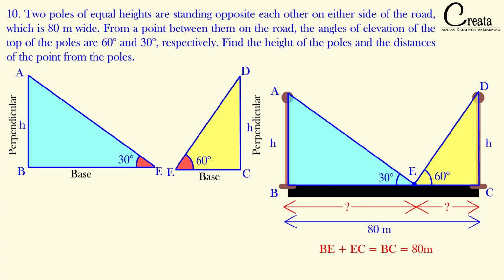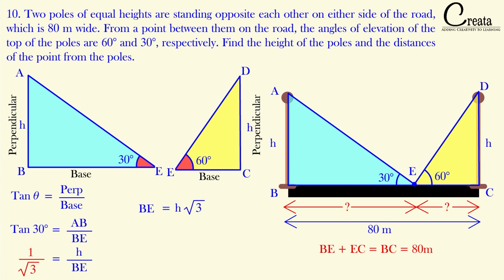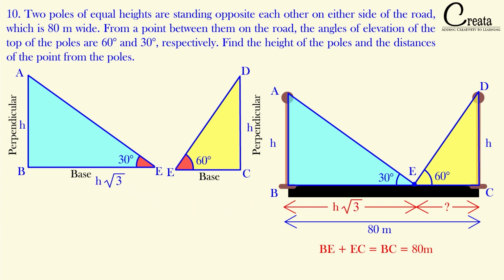Firstly, let's apply the trigonometric ratio formula in the triangle ABE. Here the perpendicular is H and base is BE. We will go with tan theta as it will link the perpendicular with the base. So tan theta will be equal to perpendicular upon base. Tan 30 degree will be equal to AB upon BE. AB is H and the value of tan 30 degree is 1 upon root 3. So let's solve for BE. We got BE as H root 3, that is the base of this triangle. Got it? We got one component, BE.